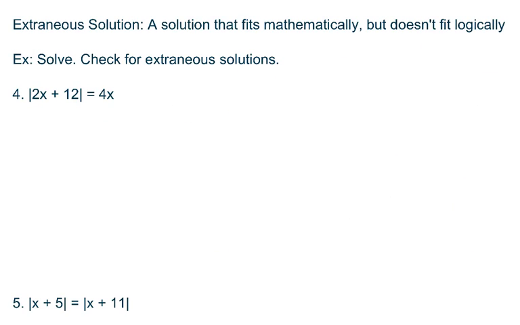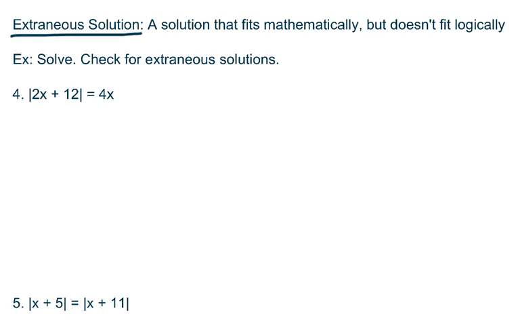There is one vocabulary term that comes up at the end of section 1.4, and that is extraneous solution. Okay, an extraneous solution, what it is, it's a solution that fits mathematically but doesn't fit logically. I'm going to show you an example here in just a second. Basically, we're going to do our steps correctly, but what's going to happen is when we go back and check and make sure it works, it's not going to. Okay, we'll do all the steps the right way, but when we go back to check it, something's not going to work out right. Okay, so number 4 here, solve, check for extraneous solutions.